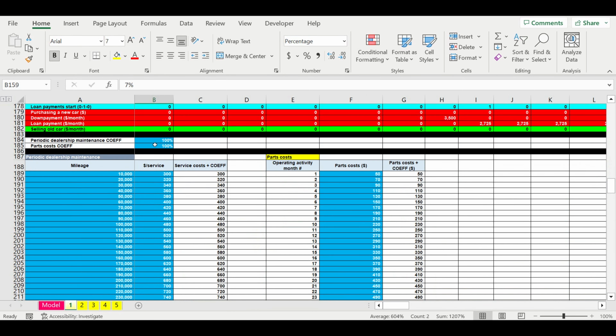Then we have global coefficients for dealership maintenance, and global coefficients for parts costs. For dealership maintenance, we can specify the odometer values and the cost of dealership services at this or that mileage on the odometer. Then separately we have costs for parts. This is the month of operating activity, the number of months of operating activity, and here on the right is the cost of parts.